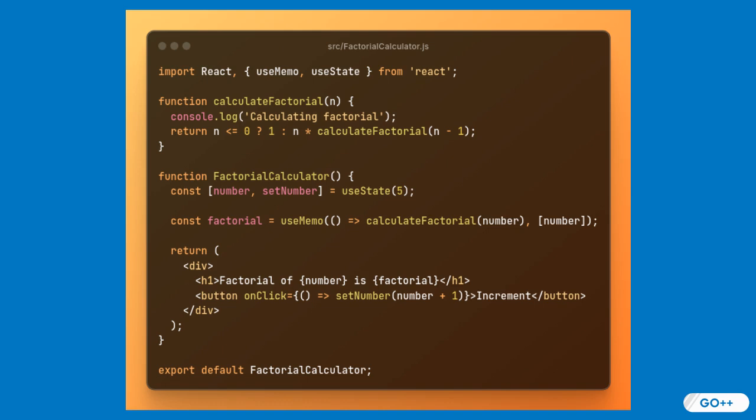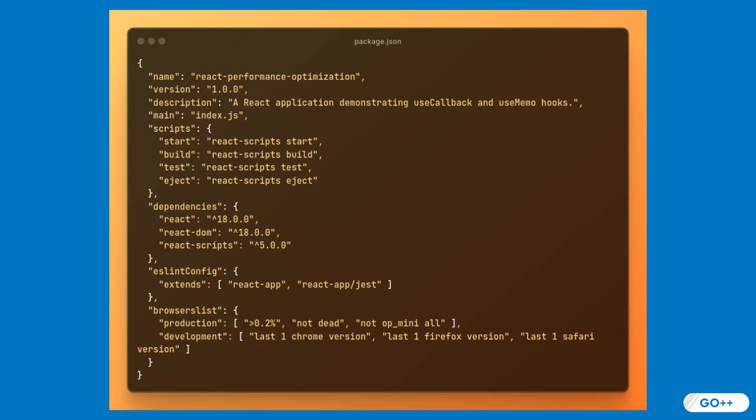Here, we present the configuration file necessary for setting up our React application environment. This file includes essential dependencies such as React and React DOM. For brevity, only the most crucial parts of the configuration are shown.